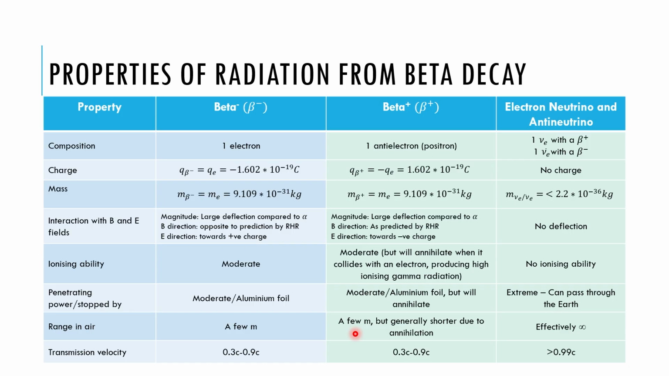For neutrinos and antineutrinos, these particles are chargeless and have a significantly smaller mass than beta particles. Because they have no charge, they don't deflect, and they're not able to ionize because they're so small. This also means that their penetrating power is extreme, to the point where it can pass through the middle of the Earth and out the other end. This effectively means that its range in air is essentially infinite. And finally, its transmission velocity is extremely close to the speed of light.